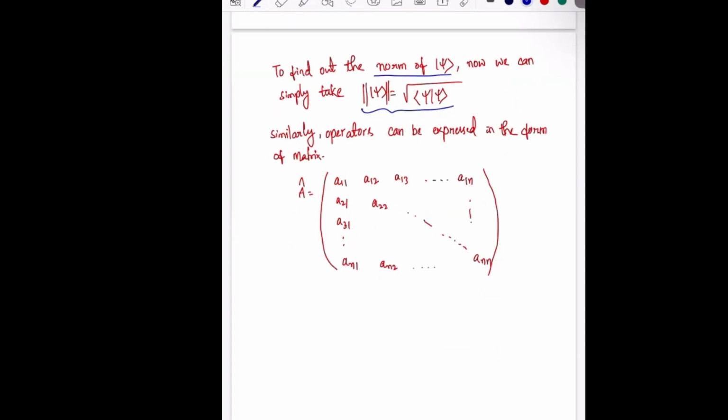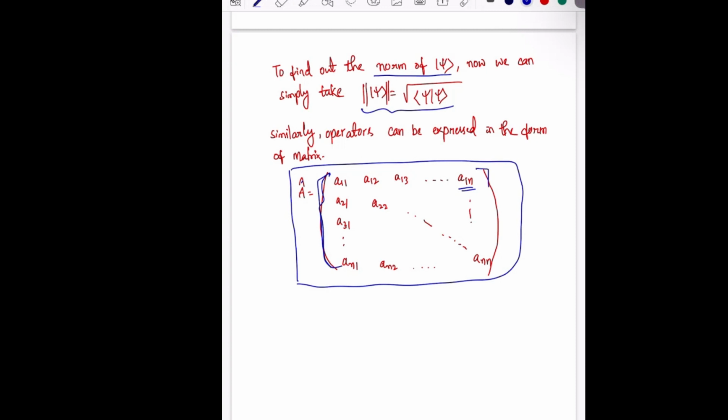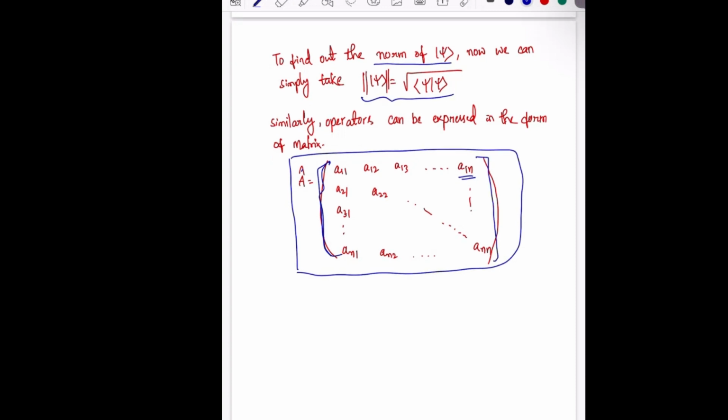Now, if you want to represent an operator like the position operator, the momentum operator, or the Hamiltonian operator, you can also write it in matrix form, which is given by this. A is A11, A12, A13, up to A1n. This is the matrix representation of an operator in quantum mechanics.